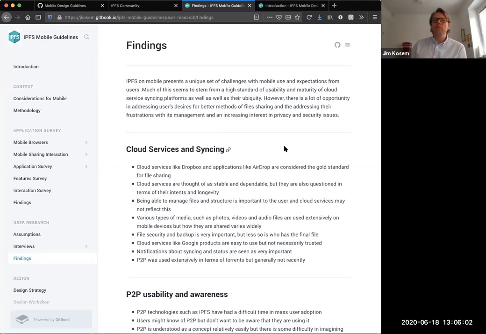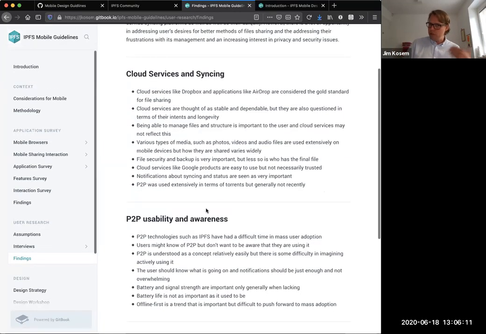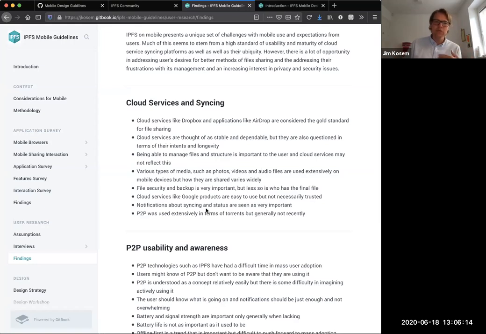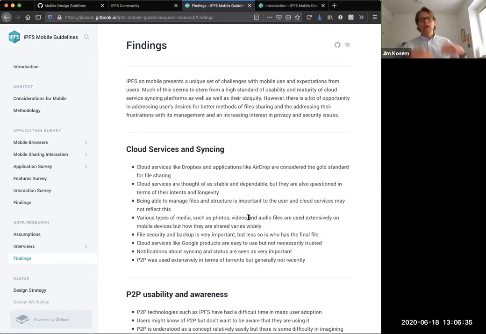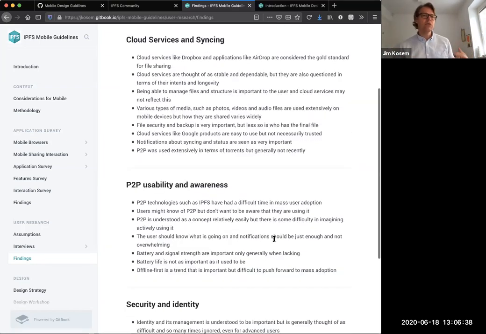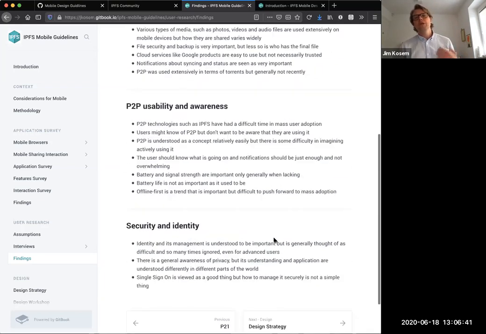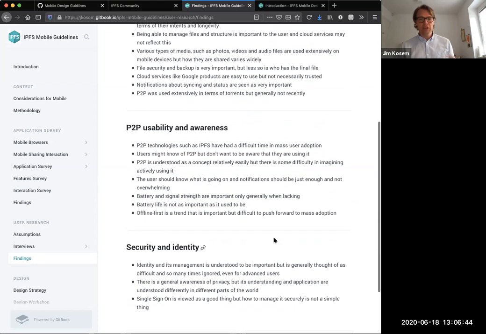Just to quickly recap what you find out in the first half of the project, which was about the research, we split up the findings, and of course you're at your leisure, there's tons of interviews to look through, different sorts of findings. There's the application survey to look through, where we look through different peer-to-peer apps, different applications and browsers, different OS patterns, a survey of the various interaction patterns. There's quite a bit to go through there, but the quick version of it is this right here, and it's kind of blocked into, you could say, these three rough categories, which is around cloud services, P2P usability and awareness of it, and security and identity.